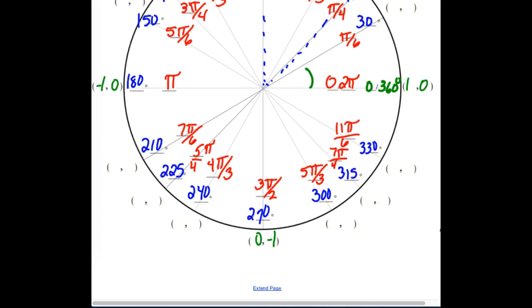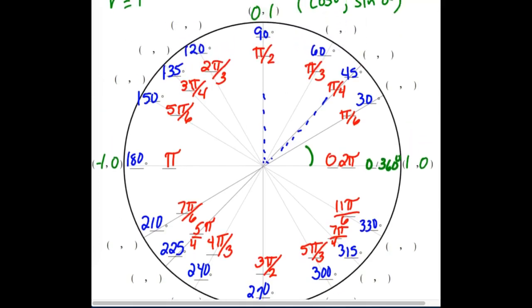Before we get to our next coordinates, if I'm at 30 degrees here, would my x value be bigger or smaller than 1?